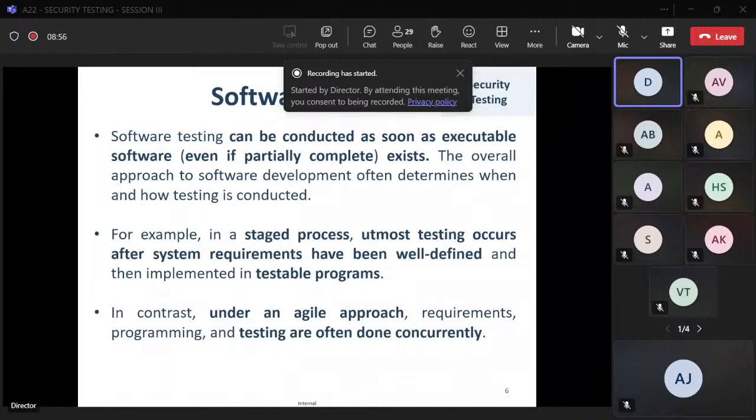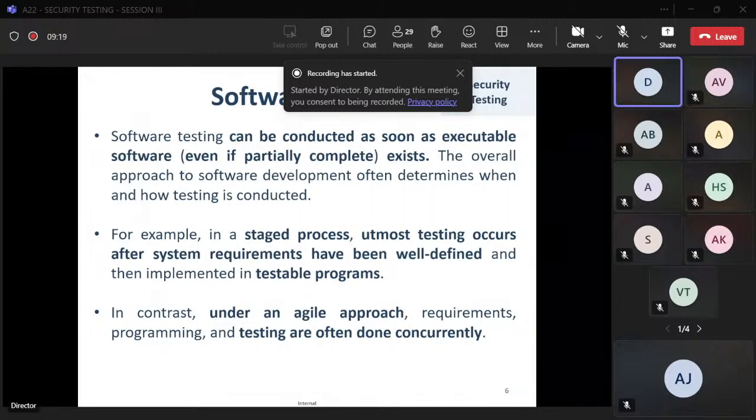Another example here is a staged process. When you say staged process, they will be waiting for a particular stage to be completed, so that you will have well-defined system requirements completed, and you can have the use cases where you can test and you can implement the various testable programs.